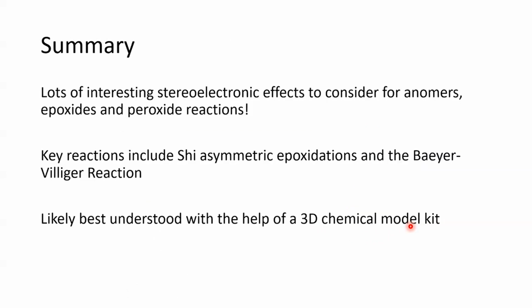So in summary, there's lots of interesting stereoelectronic effects to consider for anomers, epoxide and peroxide reactions. Some key named reactions include the Shi asymmetric epoxidation and the Baeyer-Villiger reaction. Some of these reactions are probably best understood with the help of a 3D chemical model kit.